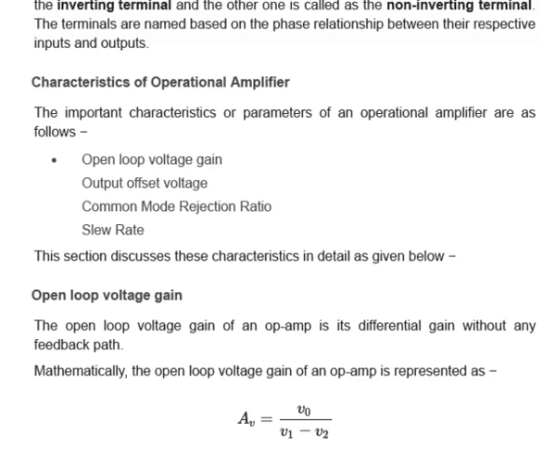First one, the open loop voltage gain, denoted by AV, equals V output divided by the difference between the inputs, that means V1 minus V2. The open loop voltage gain of an op-amp is its differential gain without any feedback. So mathematically it is written as the ratio of output voltage to the difference of input voltages. So that is the open loop voltage gain of an op-amp.